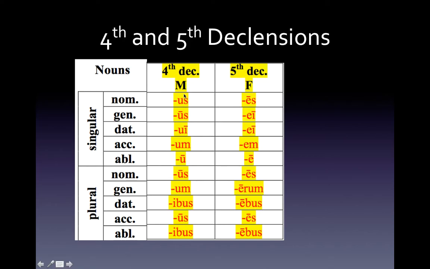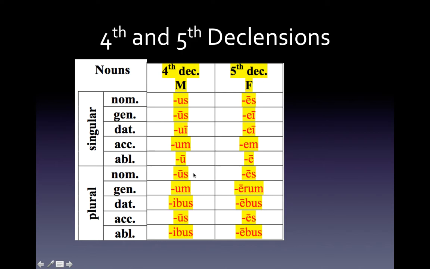So for the fourth declension, which is almost all masculine, the nominative singular is US, which we've seen before in the second declension. The genitive is an accented US. The dative is a U with an accented I. We've seen an accented I in the dative before in the third declension. Accusative is UM, which is nice. Ablative is an accented U. We've seen accented vowels in the ablative singular several times before.